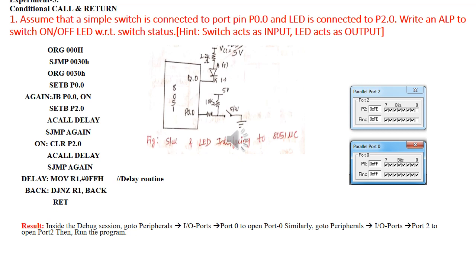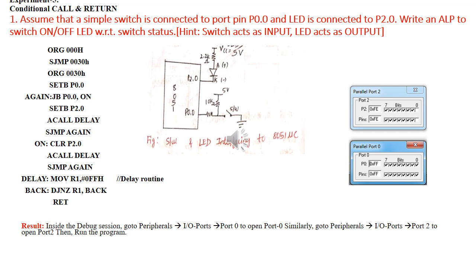Assume that a simple switch is connected to the port pin P0.0 and an LED is connected to P2.0. Write an assembly language program to switch on or off the LED with respect to the switch status. So in this program the switch will act as an input, and the LED will act as an output. The switch is connected to the port pin P0.0, and the LED is connected to the port pin P2.0.